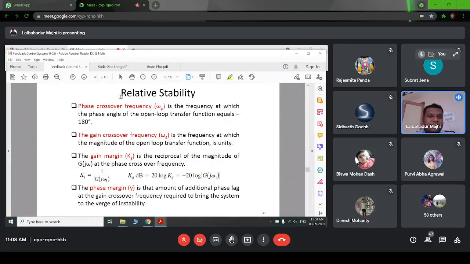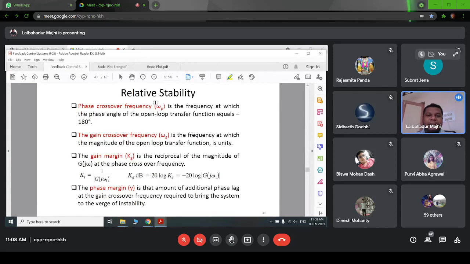So let's come to this important part regarding the Bode plot. How can we check the stability from our Bode plot? For that we have to define these four terms. First one is the phase crossover frequency.